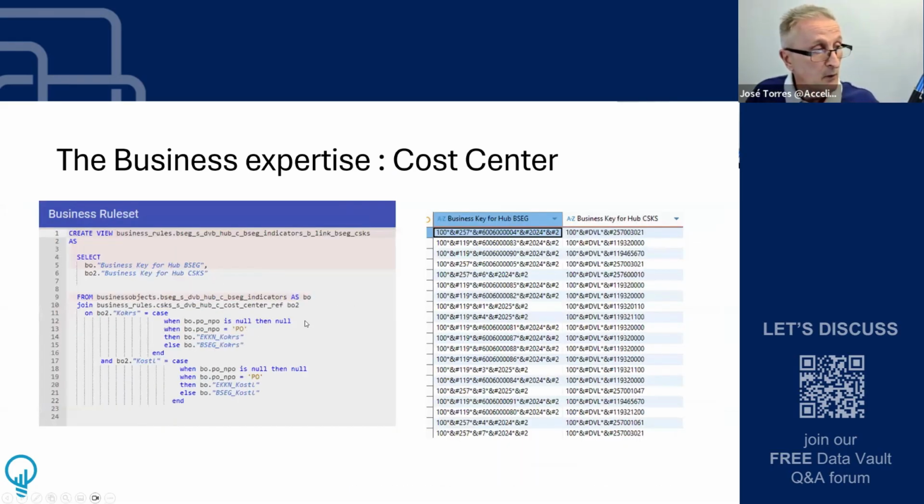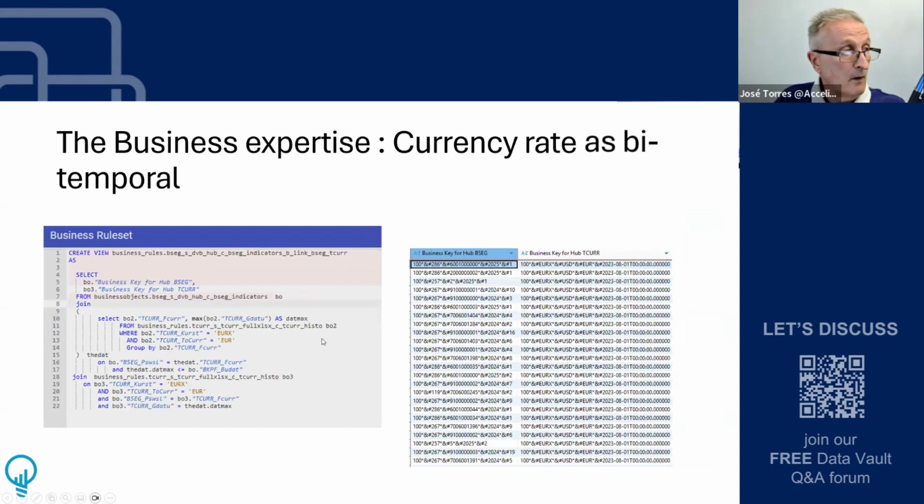Okay. Now we have here the cost center, as we said, the link between the accounting line and the actual cost center. And here we have a link between the accounting line and the actual currency rate, using a bitemporal relation to find back the good currency rate.